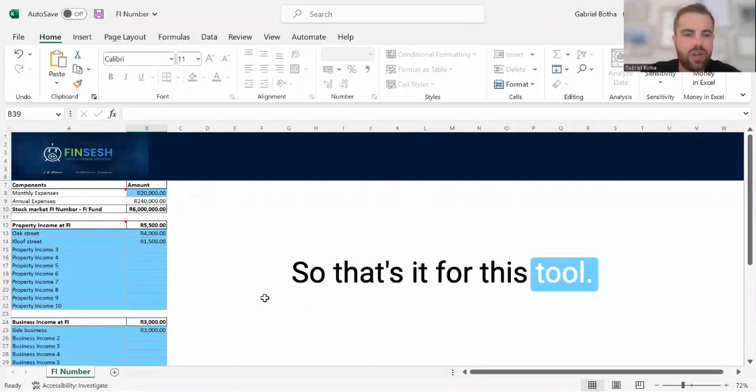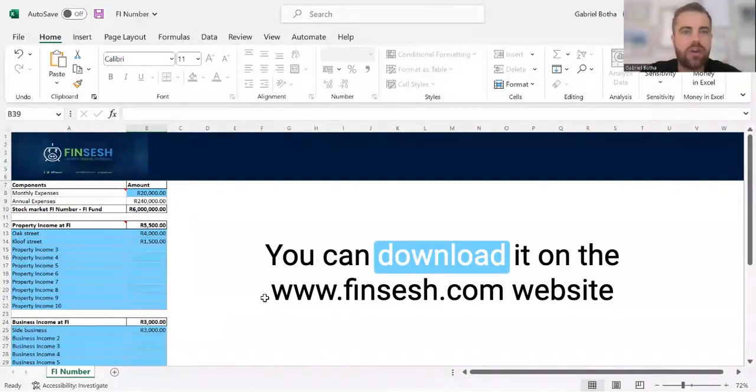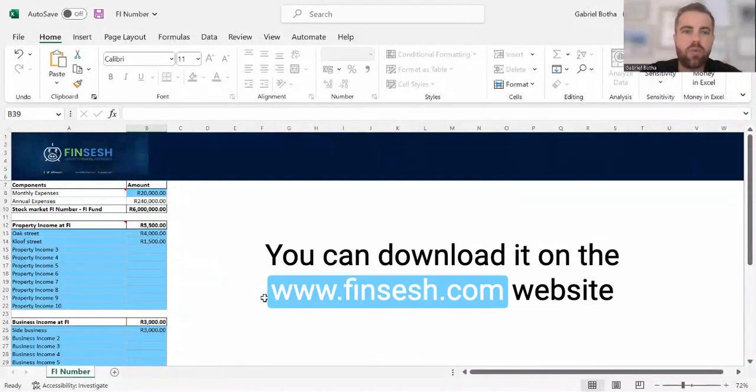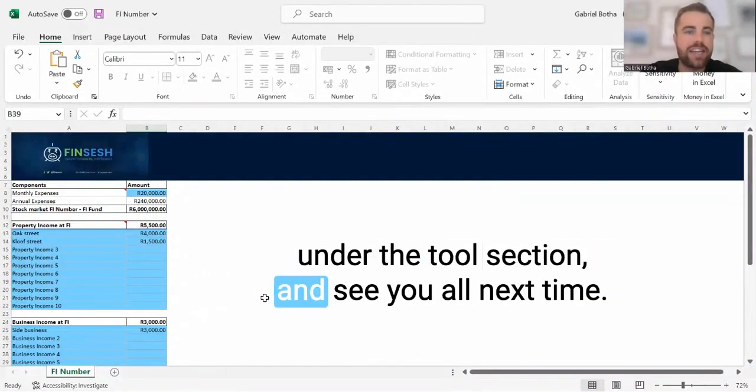So that's it for this tool. Pretty straightforward. You can download it on the finsesh.com website under the tool section.